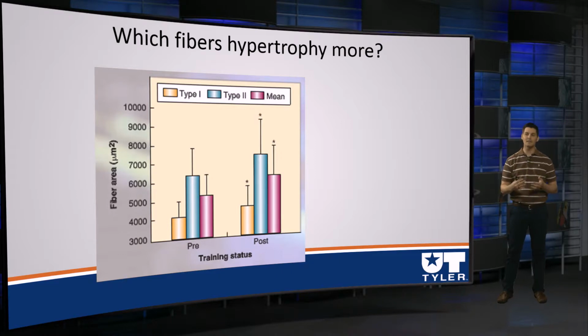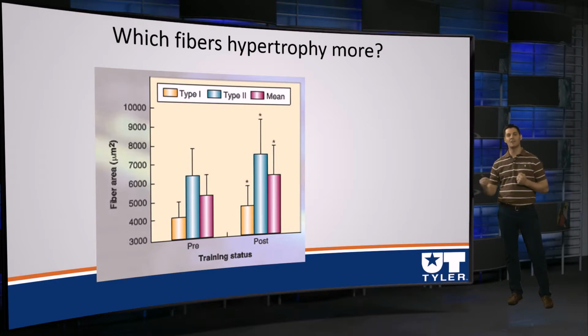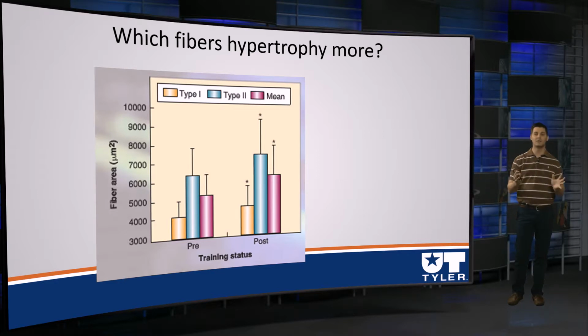Right? So if we look at pre and post and compare, we'll see that in our yellow fibers, we go from about 4,000 micrometers, don't worry, you don't have to know that number specifically, to about maybe 4,500. So we do see an increase in the size of type 1 fibers. However, our type 2 fibers see a much greater level of hypertrophy. So we'll go anywhere from 6,000 to 7,500 or so.